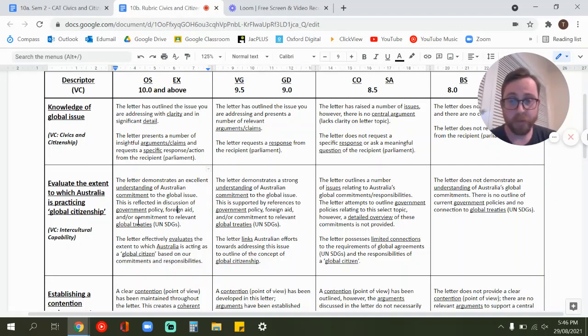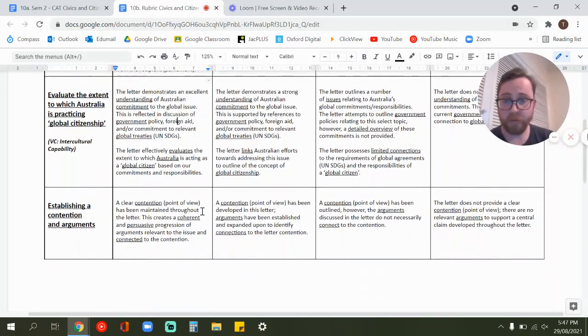The main thing that differentiates this from this and this is this part here, whether or not you are evaluating. If at some point in your letter you say, Australia, you did good, or Australia, you did bad on this topic, I can tick you off for that. So make sure you evaluate at the end of your letter: is Australia a global citizen? Yes, no, why? Establishing a contention. A clear contention, a point of view.